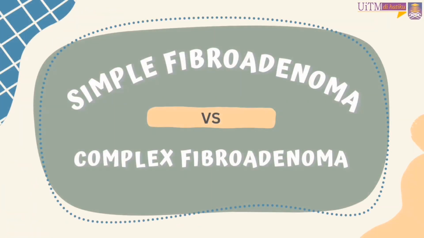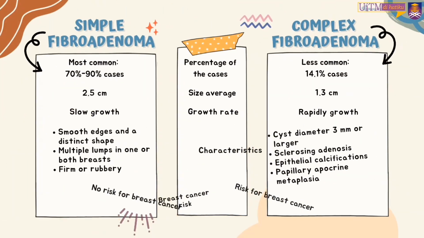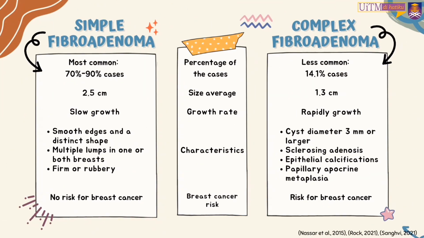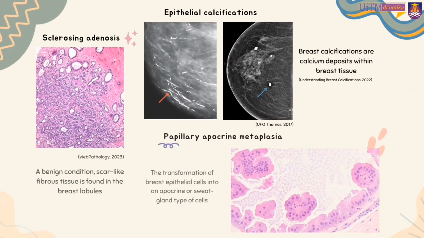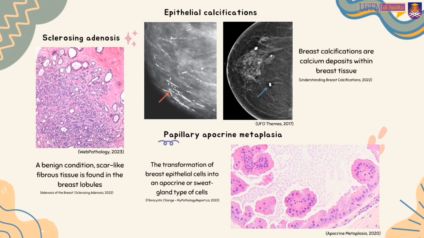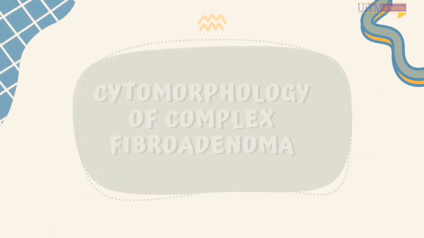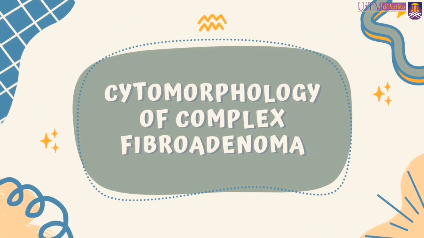Comparison between simple fibroadenoma and complex fibroadenoma. Comparison is made between the percentage of cases, size, growth rate, characteristics, and risk of breast cancer. The three main characteristics of complex fibroadenoma are sclerosing adenosis, epithelial calcification, and also papillary apocrine metaplasia. Next, I will explain about the cytomorphology of complex fibroadenoma.